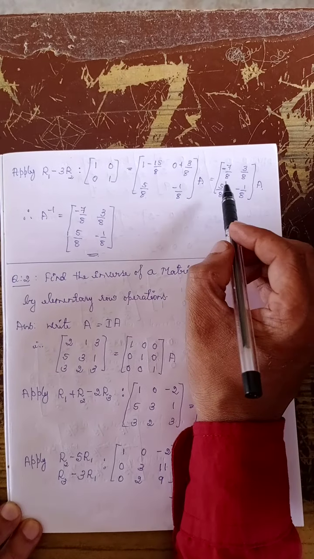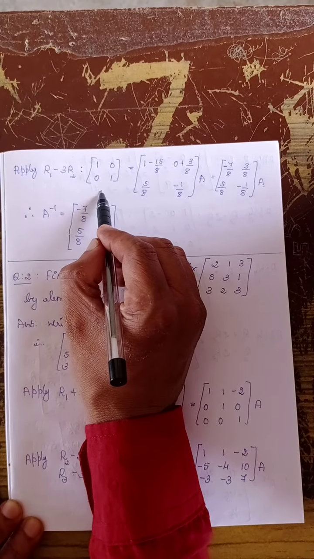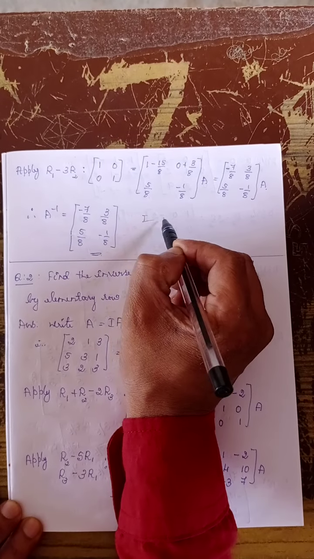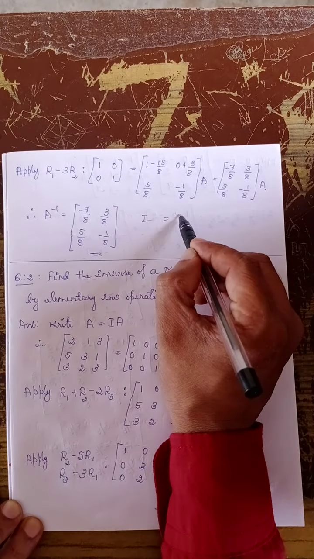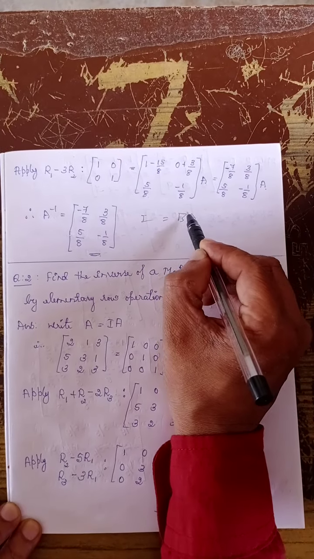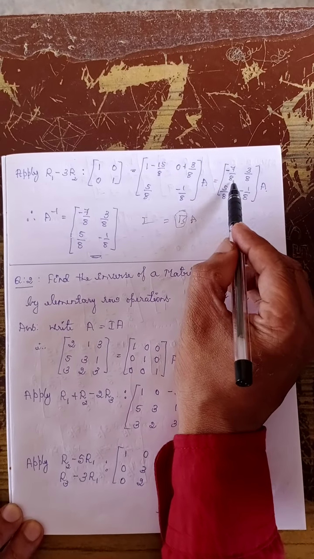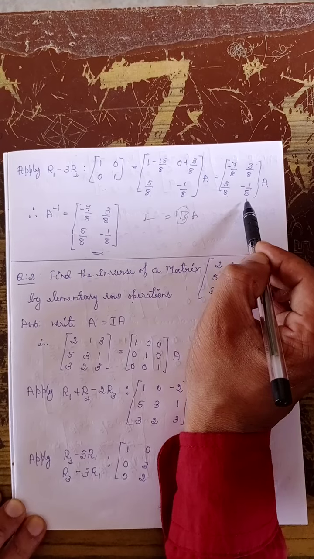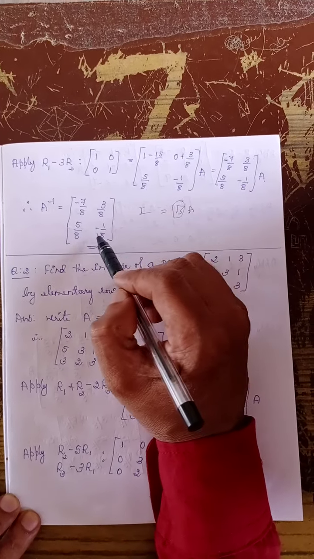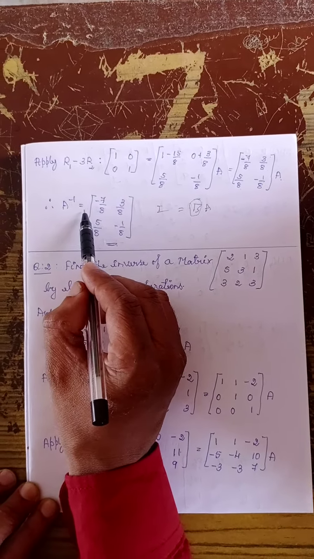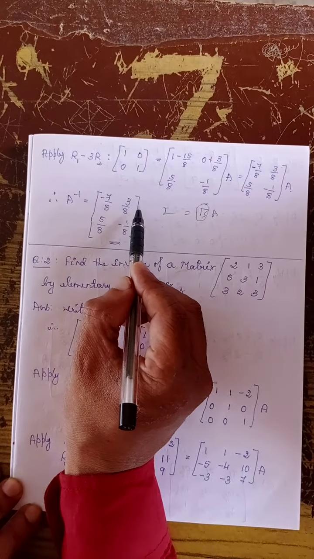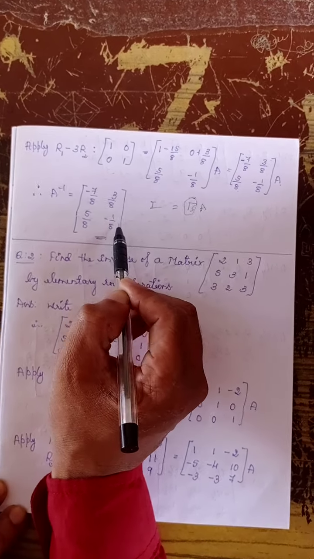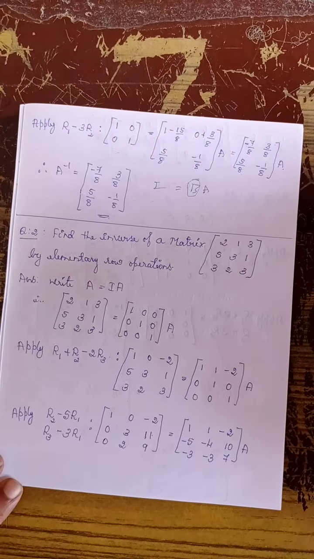Hence we got the left hand side equal to the identity matrix, as I is equal to this matrix B into A. Then the matrix minus 7 by 8, 3 by 8, 5 by 8 and minus 1 by 8 is the inverse of the given matrix A. Hence we write A inverse is equal to minus 7 by 8, 3 by 8, 5 by 8 and minus 1 by 8.